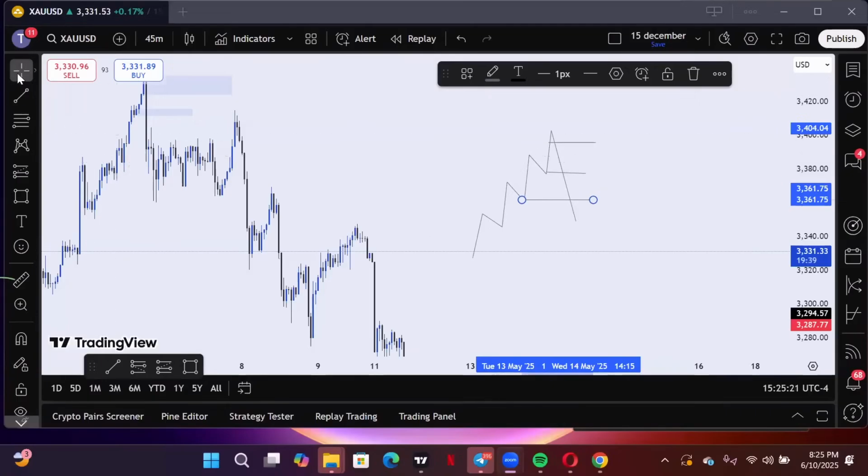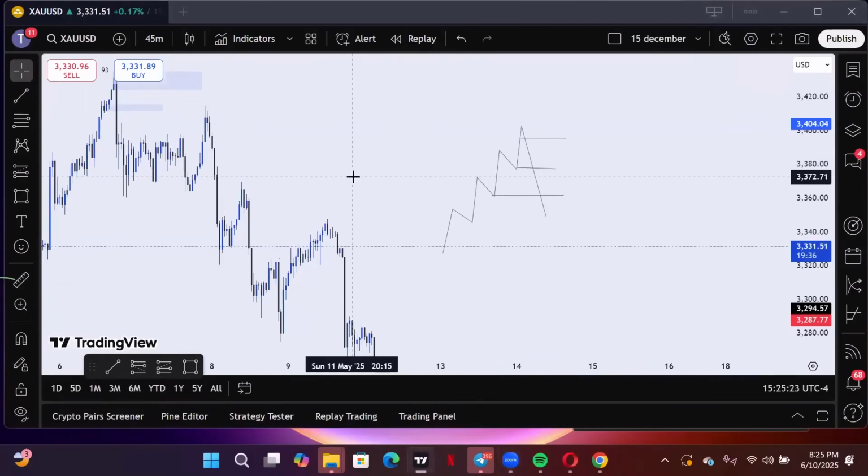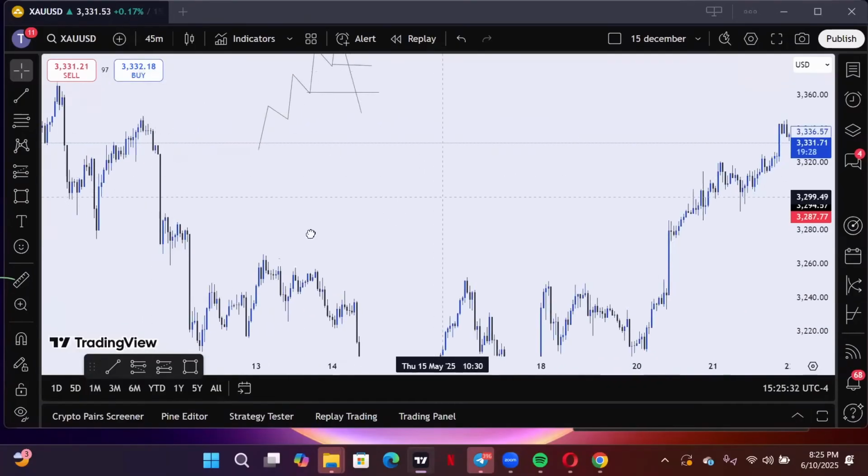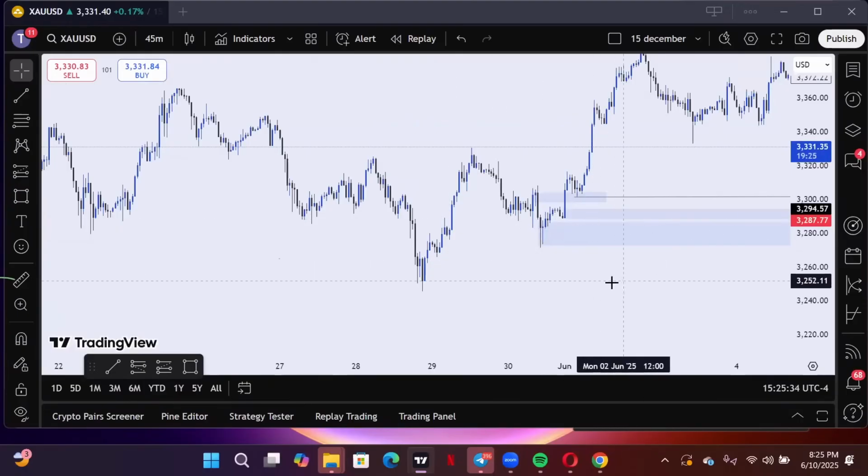Now that is the first rule. You make sure that there's a market structure shift or a double breakout structure. That is the first rule in picking a point of interest. Now, after that, you move on to the second rule.